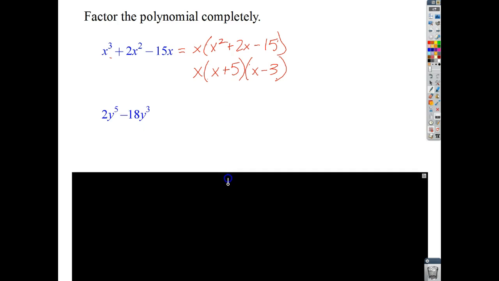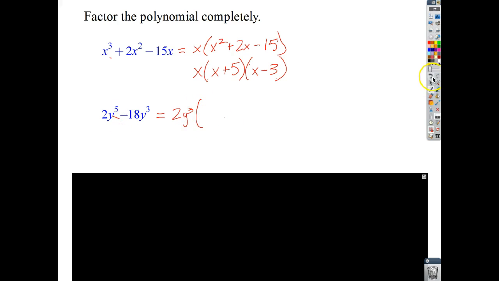So let's go ahead and try another one. I want you to go ahead and try. See if you can factor that one. Go. All right, so looking at this, hopefully we can say, I see a common factor of 2y to the third, right? So I have 2y to the third power multiplied by, and then what's the remaining piece there?